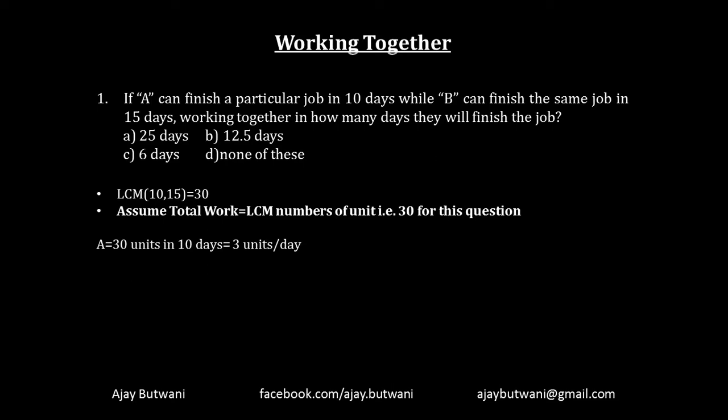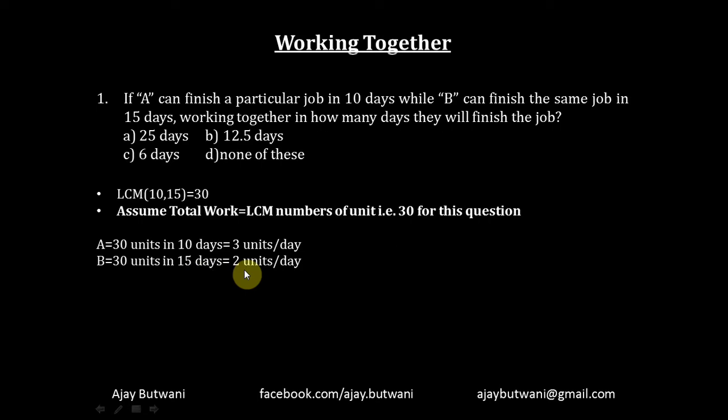Now, if my total work is of 30 units and A can do the total work, that is 30 units, in 10 days, if A can do 30 units in 10 days, in one day he will be doing 3 units, isn't it? Similarly, if B can do the same job in 15 days, the same job is 30 units. If B can do 30 units in 15 days, in one day he will be doing 2 units.